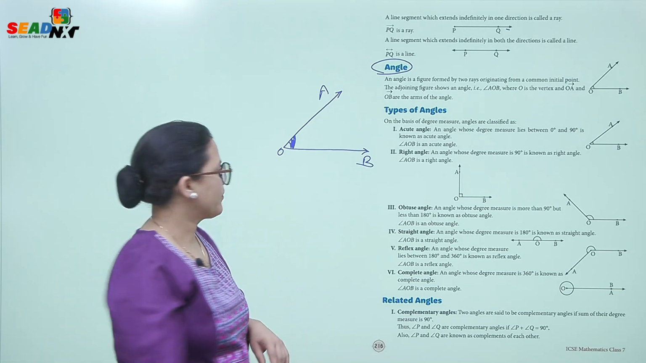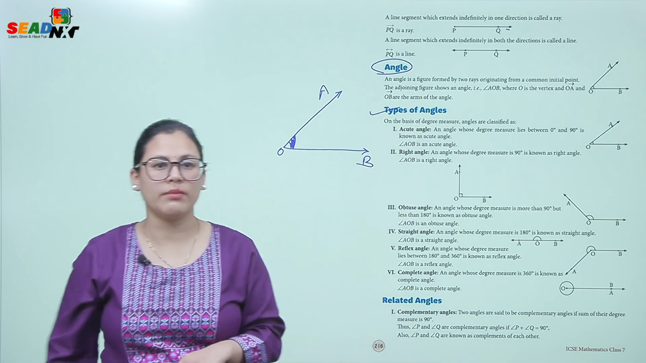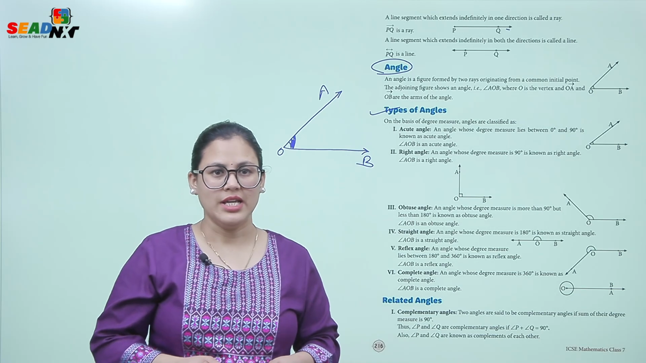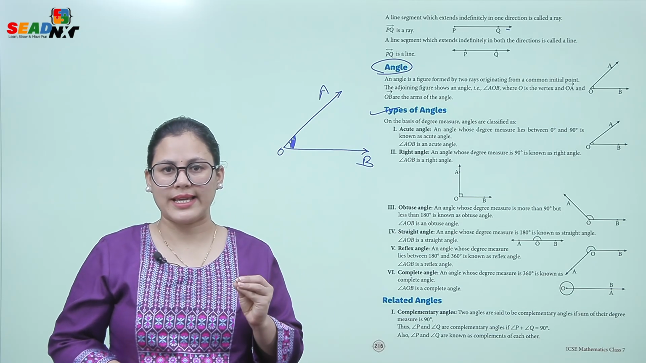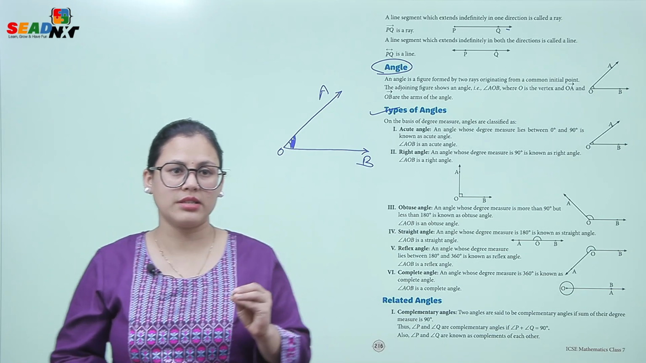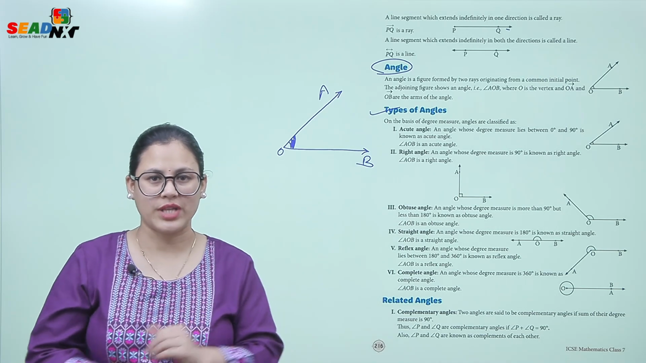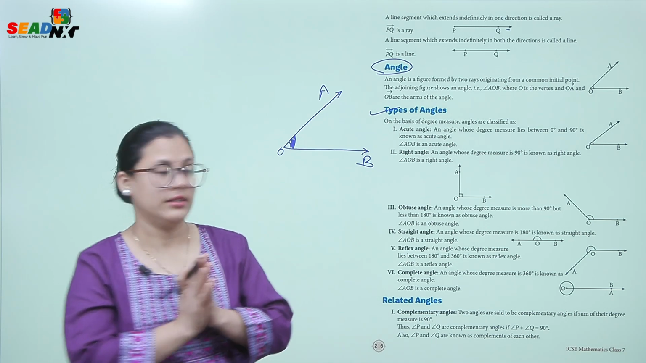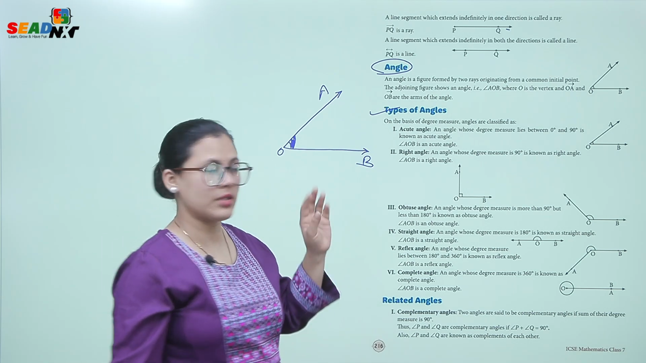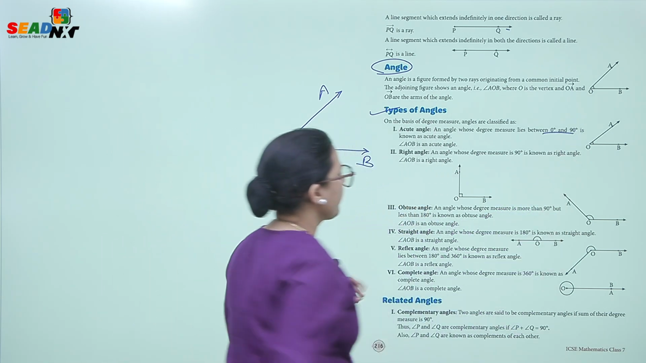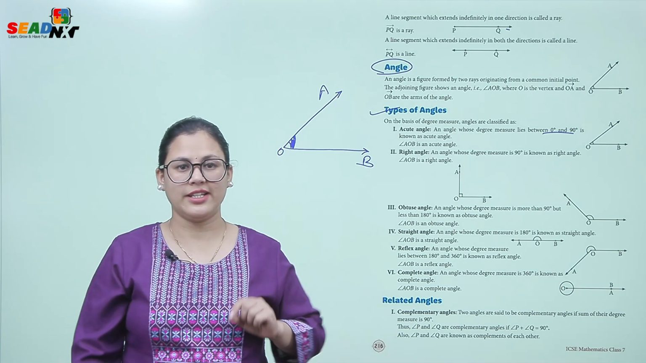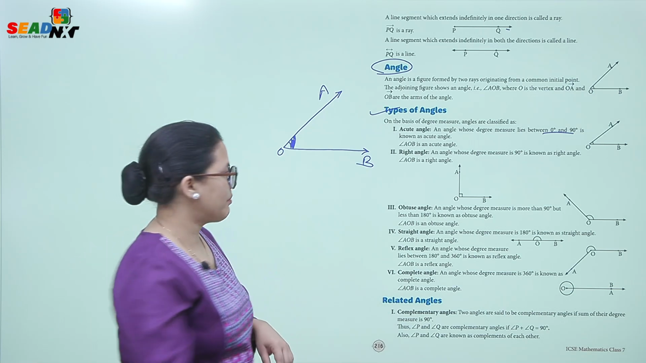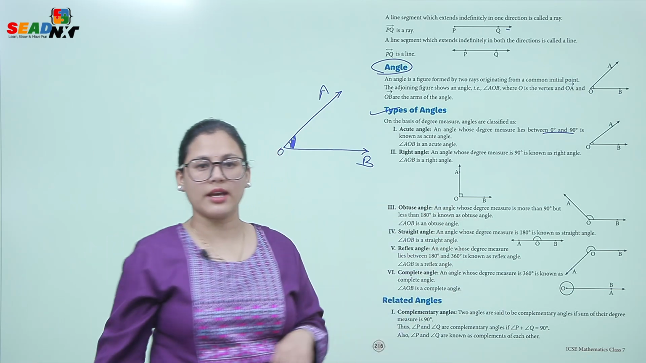Now types of angles. On the basis of degree measure, angles are classified as number 1, acute angle. An angle whose degree measure lies between 0 degree and 90 degree is known as acute angle. And angle AOB is an acute angle. Acute angle is less than 90, okay, means it will lie between 0 degree and 90 degree. Number 2, right angle. An angle whose degree measure is 90 degrees is known as right angle. For example, this angle AOB is a right angle.